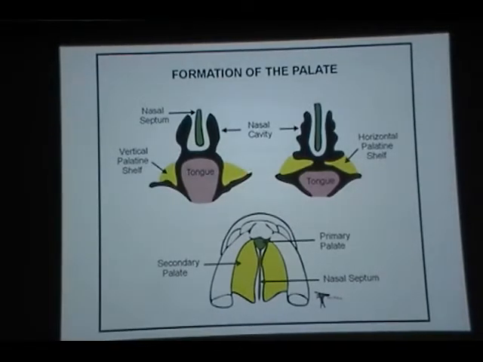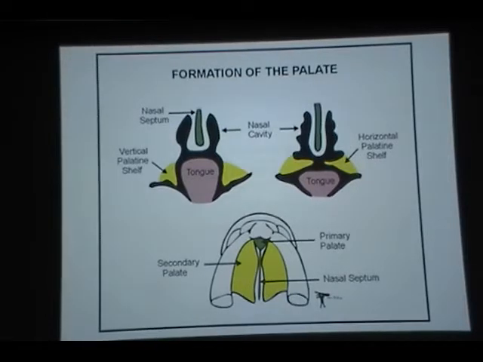But the palatal shells initially are forming in a vertical orientation as the tongue is sitting in the midline. Once it gets large enough that the tongue moves out of the way, these palatal shells move from a vertical orientation to kind of pop up to a horizontal orientation and then approach each other and fuse. That mechanism from moving from a vertical shelf to a horizontal shelf is unknown. Nobody really knows why it does that, and it does it very, very quickly.